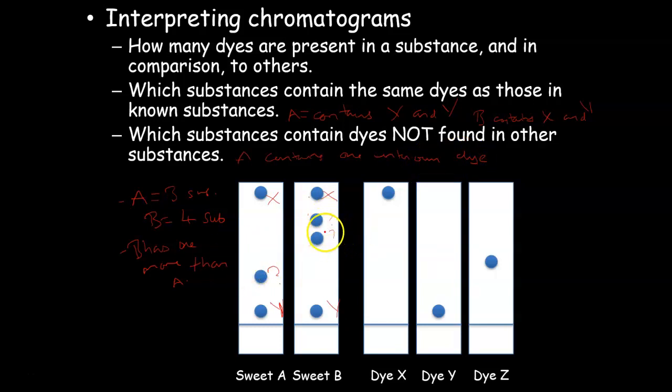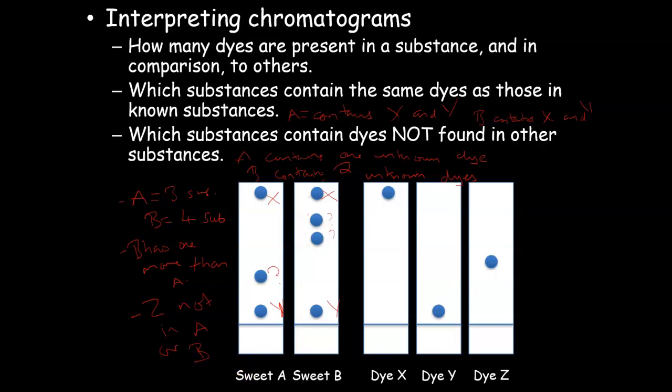B also contains 2 which are unknown, so we can write a similar sentence saying B contains 2 unknown dyes. Okay, there's a couple of ways you can phrase that. You could say unknown dyes, you could say dyes which are not found in X, Y, or Z. The other thing you could also say is you could identify the fact that Z is not in any of them as well. So we could also write, we're going to write this down here, Z not in A or B. All right, so that is effectively how you analyze chromatograms.